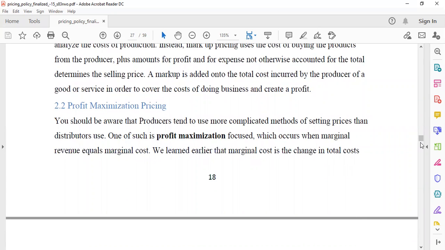Second, you can also look at the profit maximization price. Profit maximization price. A lot of times, organizations focus attention on maximizing profit. And profit is maximized when the marginal revenue is equal to the marginal cost.